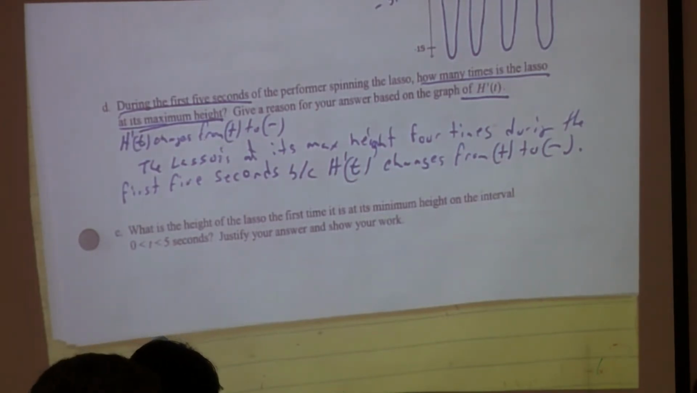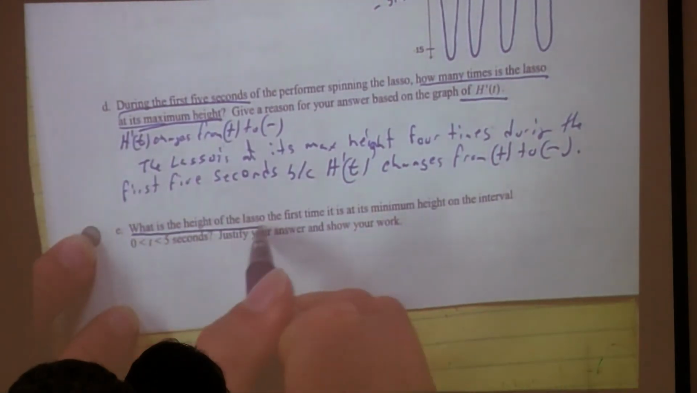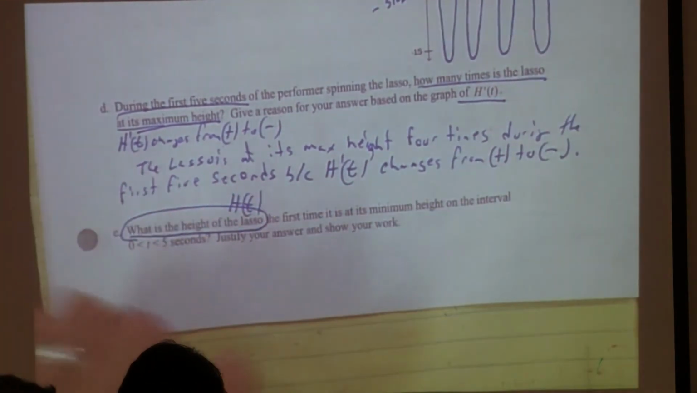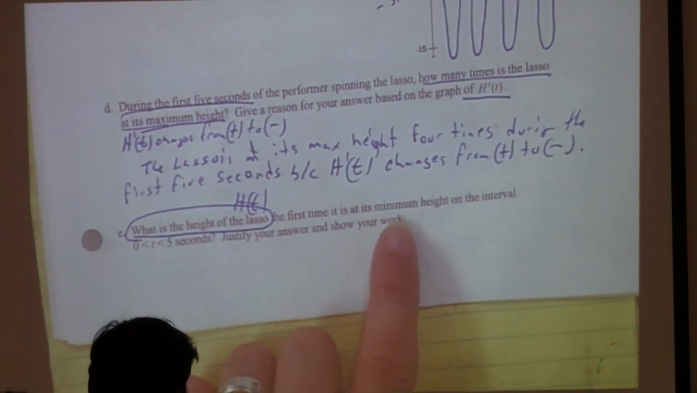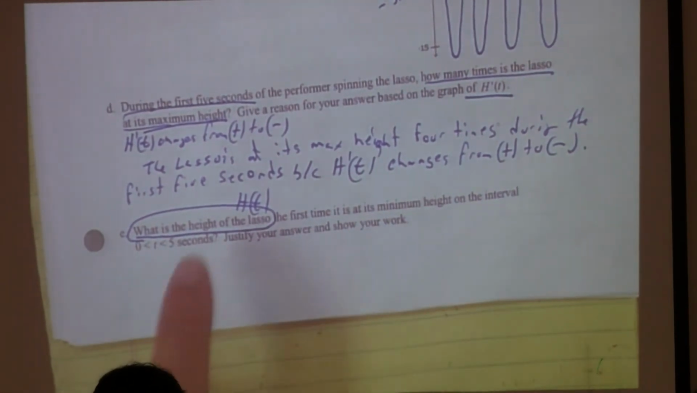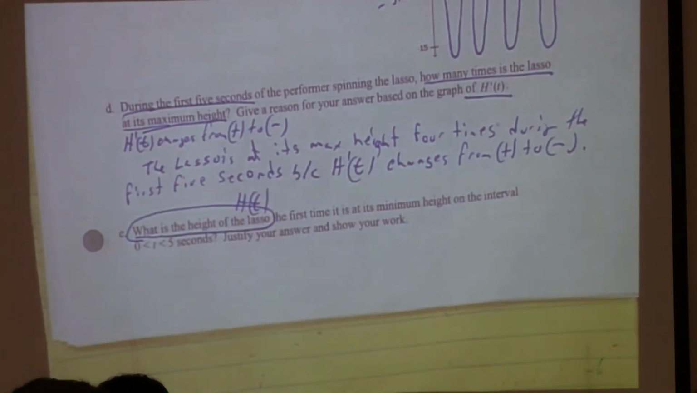Alright, and the last question, yay! It says, what is the height of the lasso? How do we find that? What's going to give us the height of the lasso? So h of t, right? The first time it is at its minimum height on the interval 0 to 5. So how can I find the height at the first time I have a minimum? What must I first do? Find the first time I have a minimum.